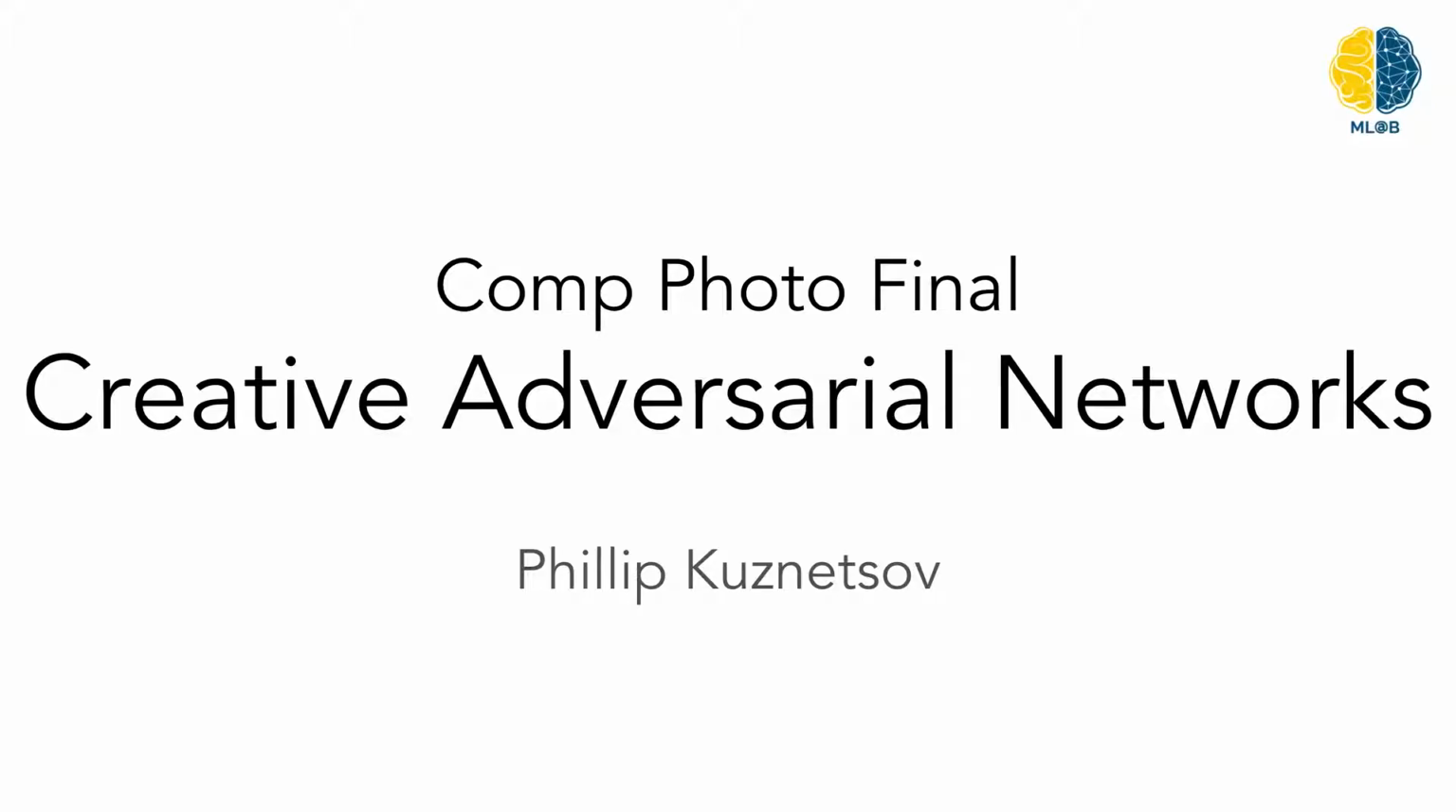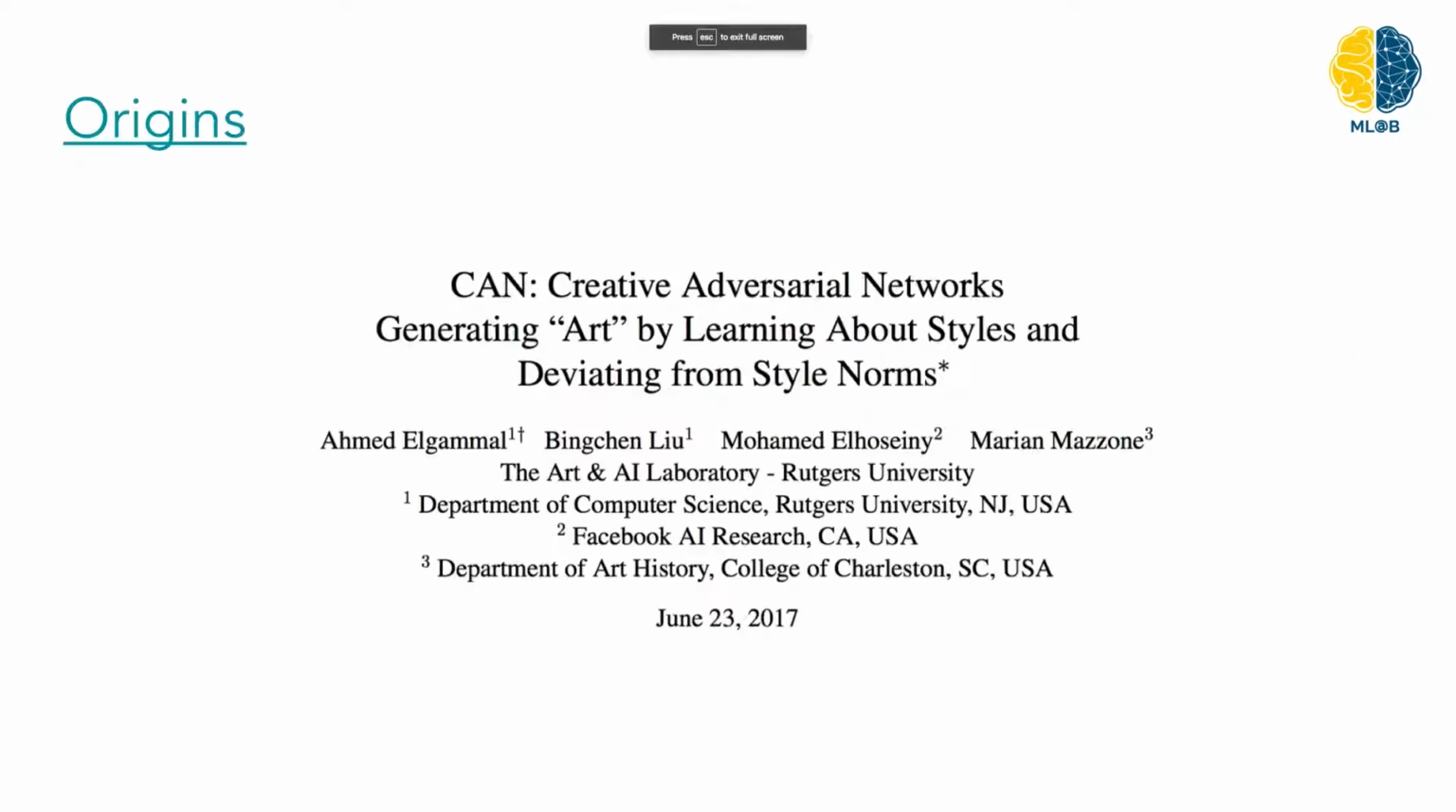For my computational photography final, I re-implemented the paper Creative Adversarial Networks. The premise of Creative Adversarial Networks, or CAN for short, is that the authors modify the GAN objective to not only produce new pieces of art from the art dataset trained on, but also to try to deviate from the styles seen within this artwork while still producing realistic looking images.